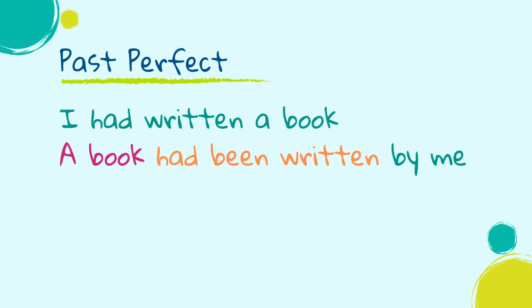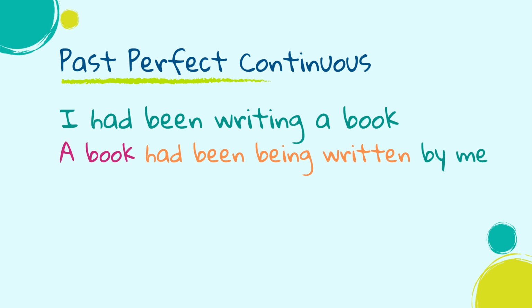Next, the combination between perfect and continuous. The past perfect continuous. I had been writing a book. The indication of past perfect is that the auxiliary here is had because this is past. And then past perfect is the combination between had and verb 3, been. And the continuous is indicated by the ing one. So, I had been writing a book.